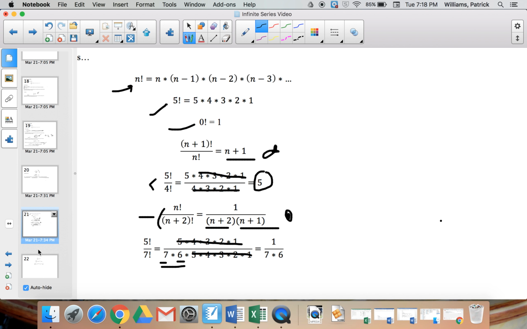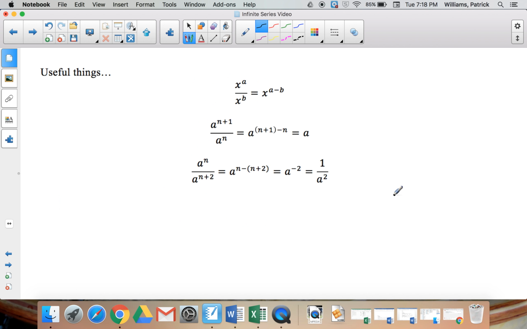So the next thing we want to go over, and this is going to be like algebra 2 type stuff, is properties of powers. Whenever we see factorials, we should always think to use the ratio test. But whenever we see things to a power of n, we should also always think the ratio test, because it's really good for that sort of thing.